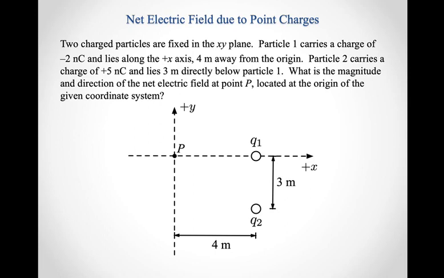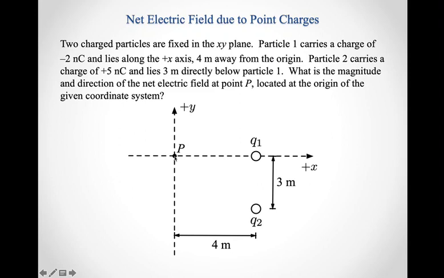So here we have two charged particles that are fixed in the xy plane. Particle 1 carries a charge of negative 2 nanocoulombs and lies along the positive x-axis 4 meters away from the origin. Particle 2 carries a charge of plus 5 nanocoulombs and lies 3 meters directly below particle 1. What's the magnitude and direction of the net electric field at point P located at the origin of the given coordinate system? So the first thing we want to recognize, of course, is that I'm being asked to calculate the net electric field at a point in space.